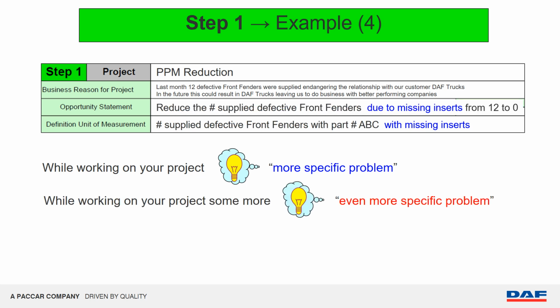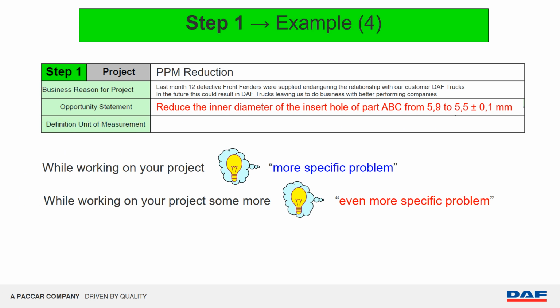While working on your project some more, your investigation may reveal that the inserts are pressed into a hole of which the inner diameter is too large. The inserts fall out of the hole and this is the reason they are missing. In that case, you can update your opportunity statement to reduce the inner diameter of the insert hole of part ABC from 5.9 to 5.5 millimeters. Your definition unit of measurement changes to the inner diameter measured in millimeters.